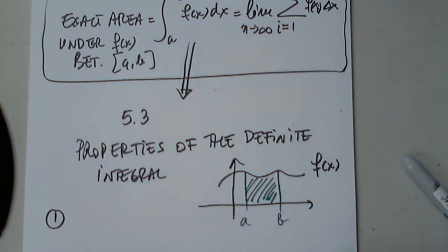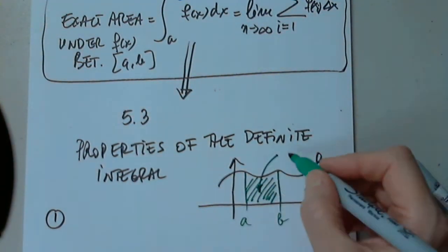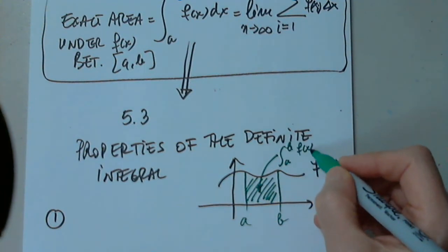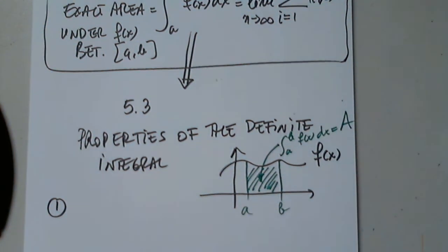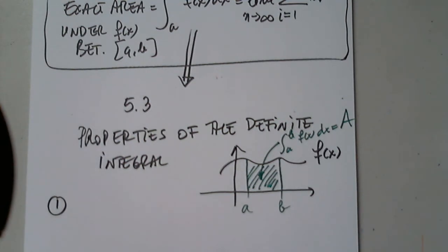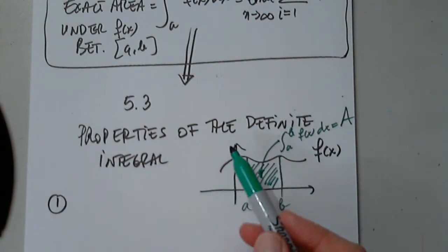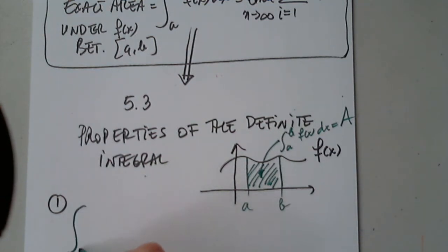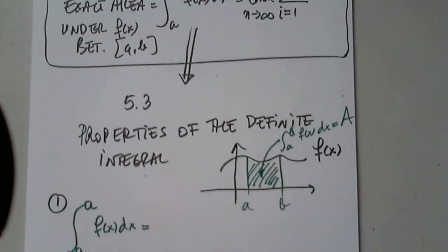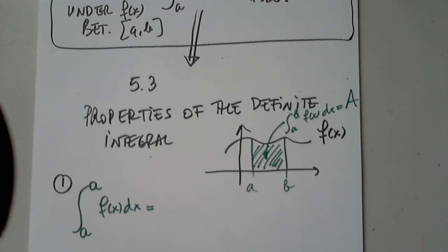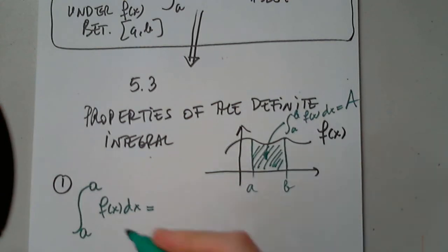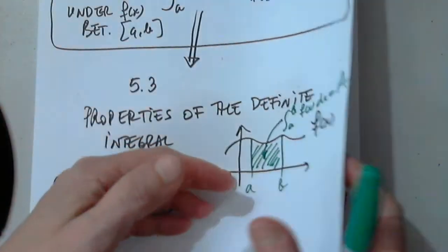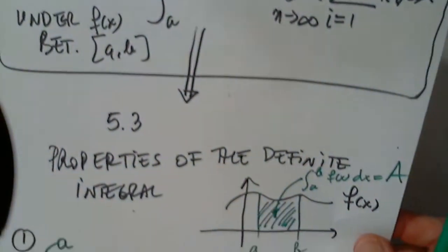And this is nothing else but the definite integral from a to b of f of x dx, or the exact area. No approximations whatsoever. So here's our first property of the definite integral. What do you think the integral from a to a of f of x dx will be? A wild guess. Zero. Absolutely, there is no area between a and a. Awesome. Good. Moving on to the next property.